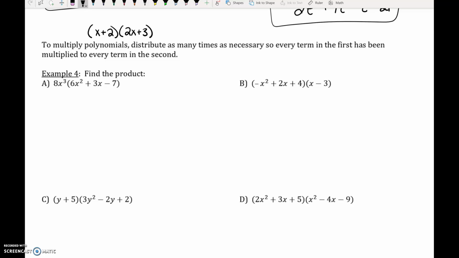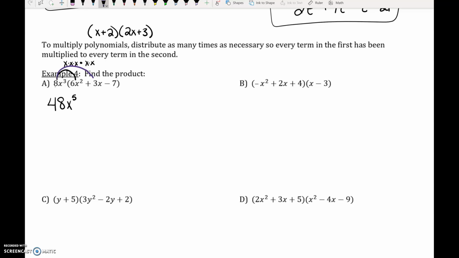In example A, we're just using distributive property. We're taking 8x cubed and multiplying that to all three of these terms. So 8x cubed times 6x squared. 8 times 6, honestly, that's the one multiplication fact that I always second guess myself on. 48. When you do x to the third times x squared, that is x to the fifth. When you're multiplying polynomials, you add the exponents together.